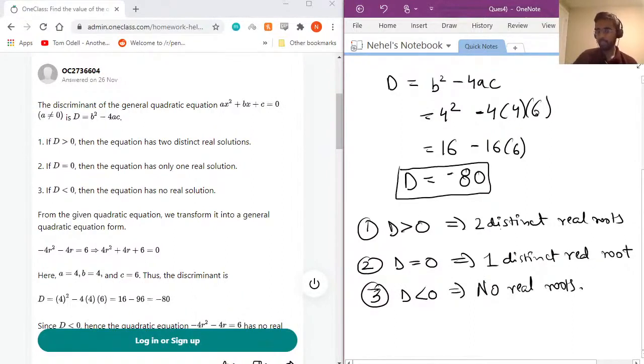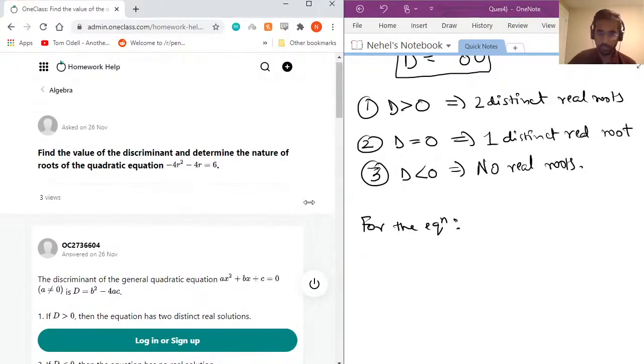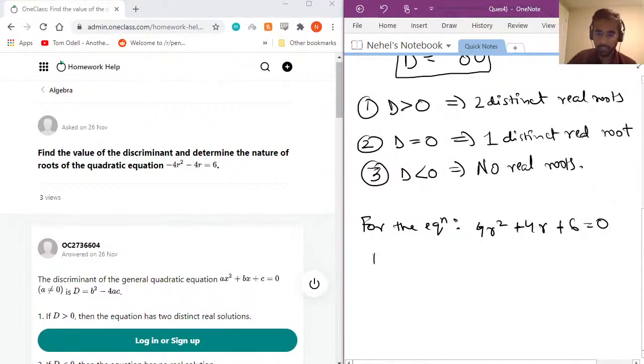In our case, since D is equal to negative 80, we would come to the conclusion that for the equation, let's see, what was the equation again? Yeah. So for the equation 4r squared plus 4r plus 6 equal to 0, we can say that there are no real roots.